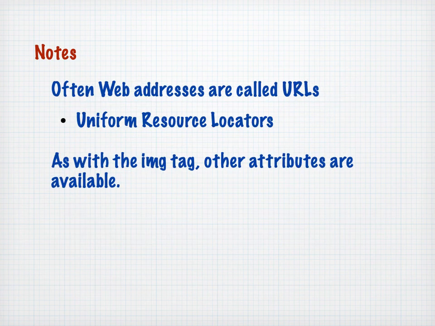Now, you may find that sometimes people talk about addresses as URLs, which is an abbreviation for Uniform Resource Locators, sometimes called locations. There are other attributes available for the image tag which you can find if you search online, but the examples you've used here will be satisfactory for what we're going to be talking about in our examples.